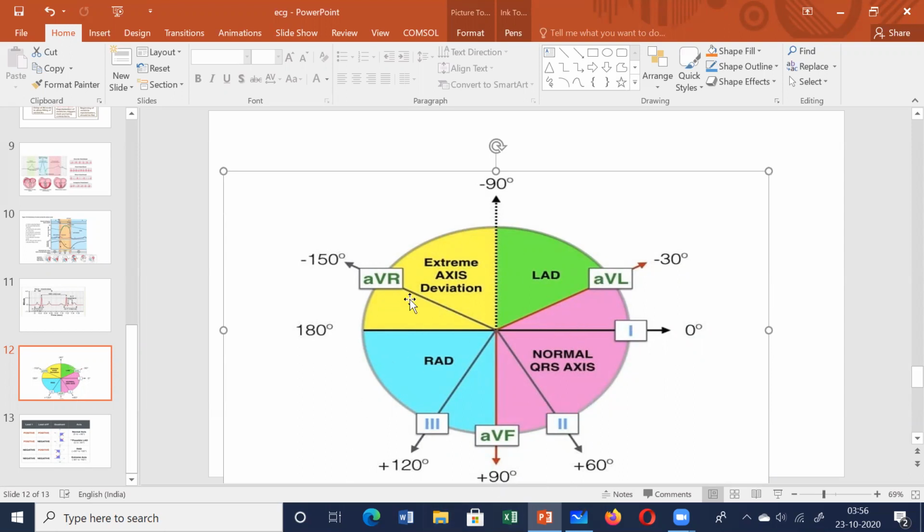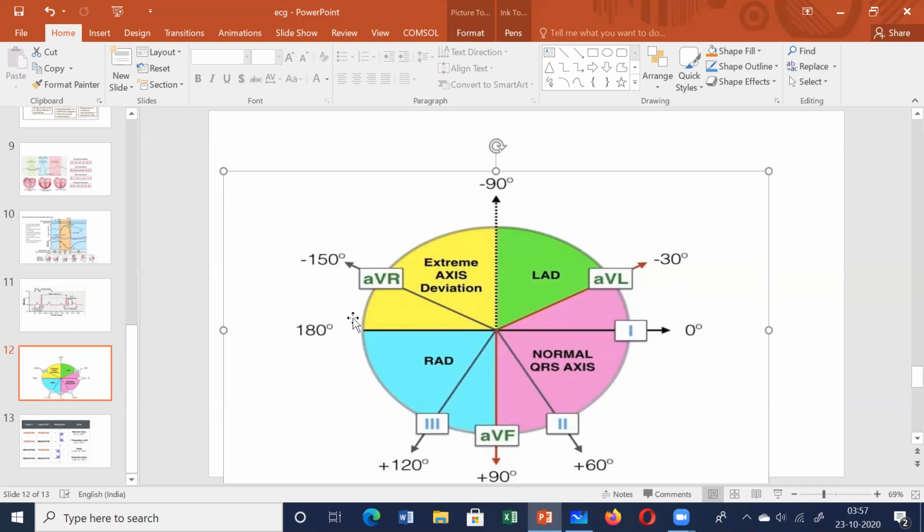For the meantime, this is a simple way of determining axis deviation by examining lead 1 and AVF: both positive, normal axis; lead 1 positive, AVF negative, left axis; lead 1 negative, AVF positive, right axis. What am I talking about when I say negative and positive? I'm mainly talking about the QRS, so you have to examine the QRS complex.